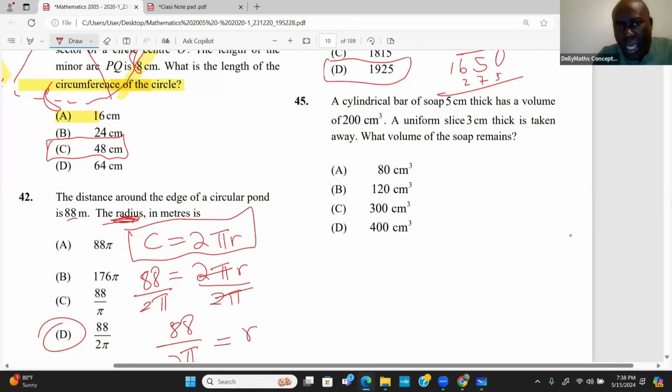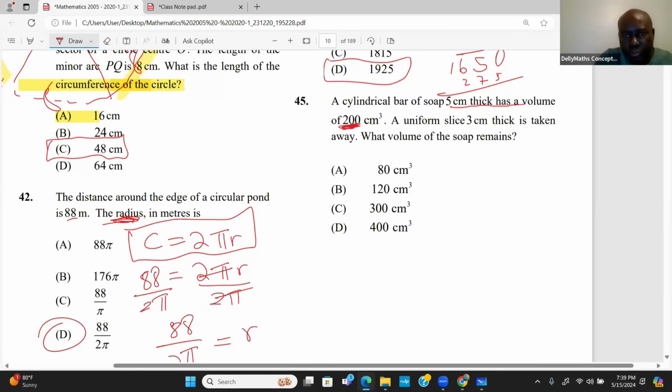Let's keep going. It says a cylindrical bar of soap, 5 cm thick, has a volume of 200. A uniform slice 3 cm thick is taken away. What volume of soap remains? So you want to pay attention to details. Read it again. It says you have a cylindrical bar of soap, 5 centimeters thick, and the volume of it is 200.